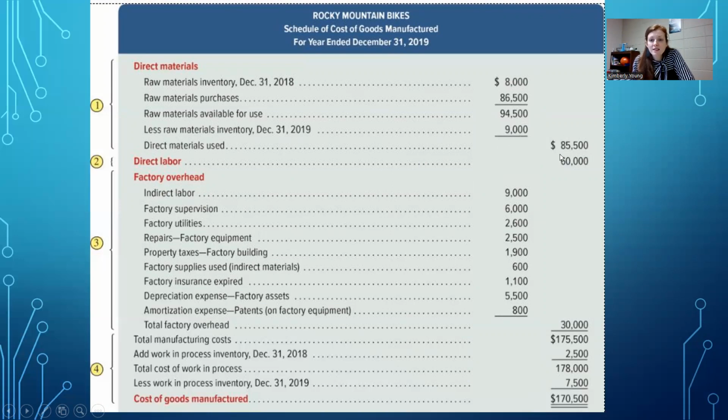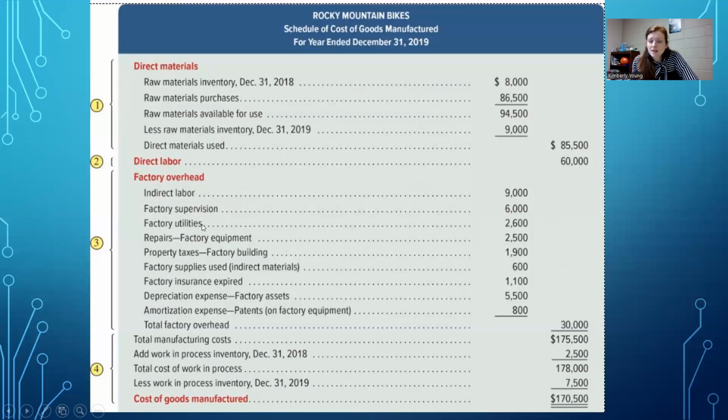Then we're going to add in $60,000 of direct labor. I got these from the different time cards of people who were actually hands-on putting those bicycles together. Then we calculate the long list of indirect factory overhead costs. So all those indirect things that relate directly to manufacturing the product are going to fall under factory overhead. So you can see indirect labor. Again, that would be the supervisors who are on the floor where they're making the bicycles.